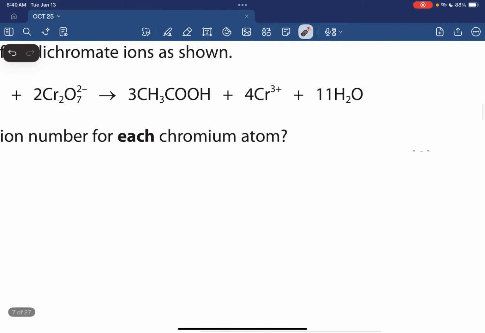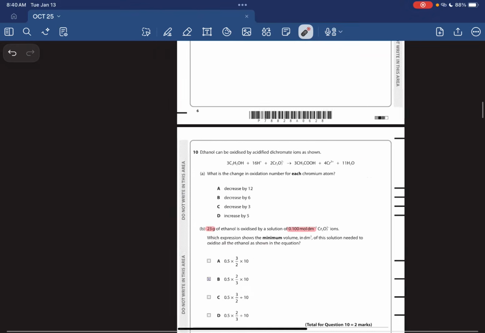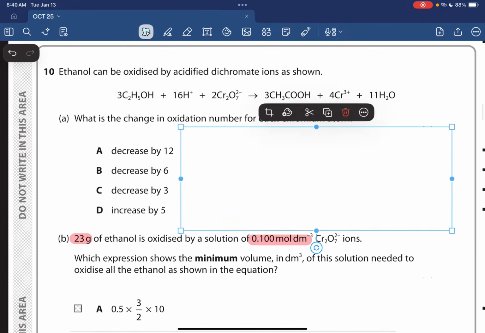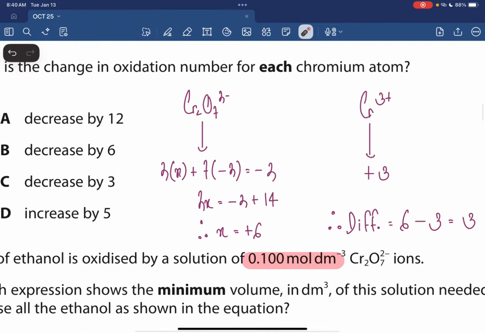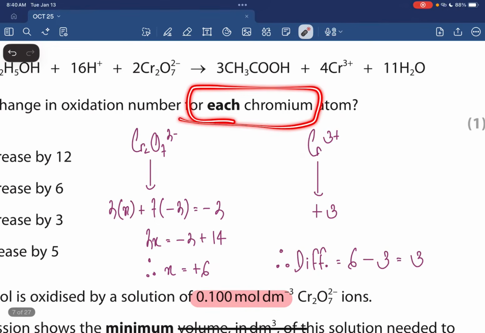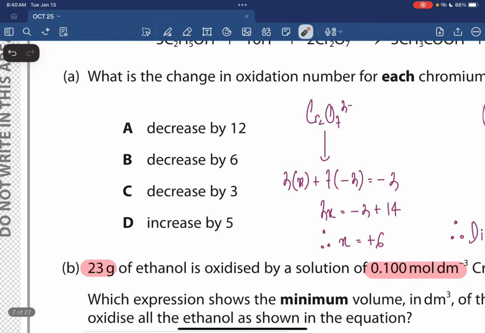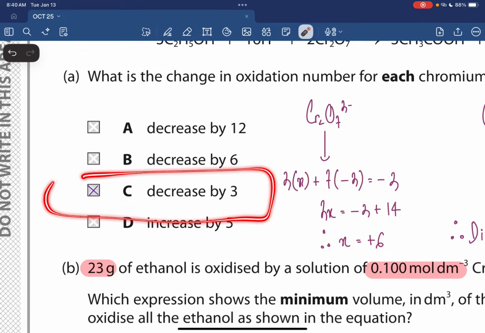And what you could see is that the oxidation state of chromium in Cr3+ is plus 3. Then you figure out the change. So for this, the value of x is 6, and for Cr3+ the oxidation state is 3. Now they are saying for each chromium atom, so 6 minus 3, the difference should be 3, decreased by 3. So the answer should be C. Moving on.